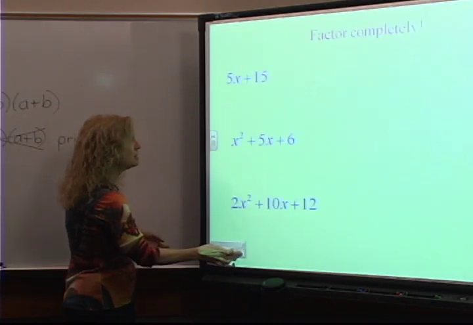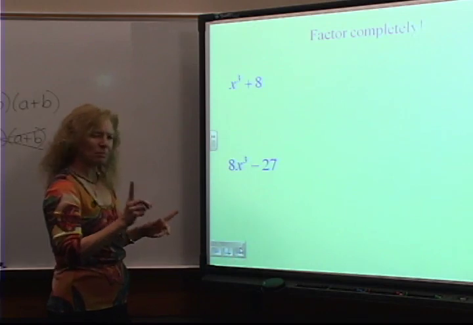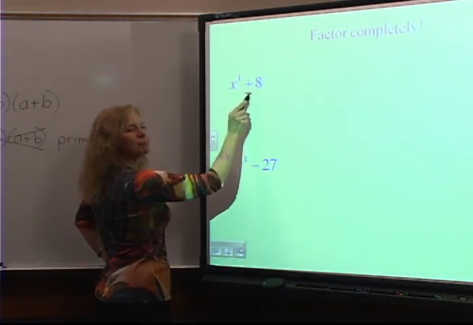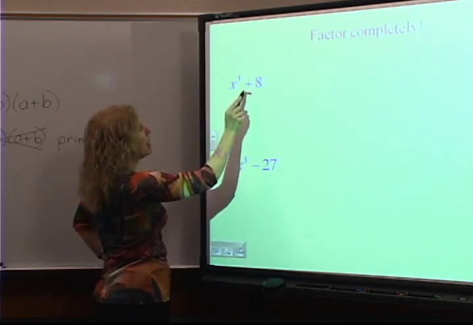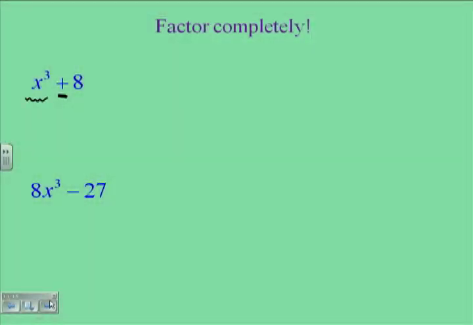Oh, okay. And I know you're still saying, yeah, I so would not have done that. Okay? But here's what I want you to notice. Greatest common factor is 1, so I can't pull it out. I see a plus sign. This is a perfect cube. This is a perfect cube, 2 to the third. So this is what we call a sum of cubes.